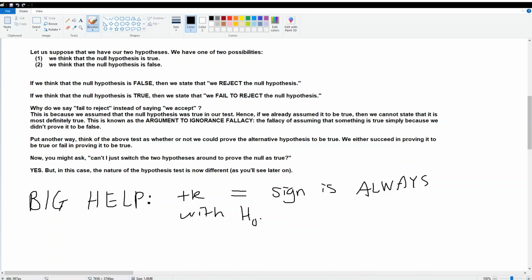Now, essentially, we're seeing whether or not we can prove the alternative. Because if we prove the alternative is true by showing the null is false, then we're done. Now, you might think, hold on, you've got a contradiction here. Can't we just switch the two hypotheses to prove the null? And you'd be right. But the catch is, if you switch them around, you're now assuming a new null. And therefore, the nature of your test is now entirely different, and you're actually conducting an entirely new hypothesis test. I'll explain this more when we get into our examples in our upcoming lectures.